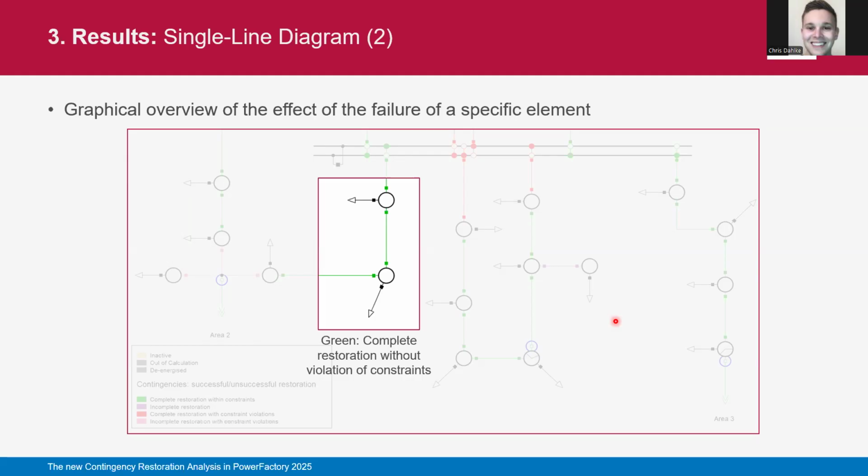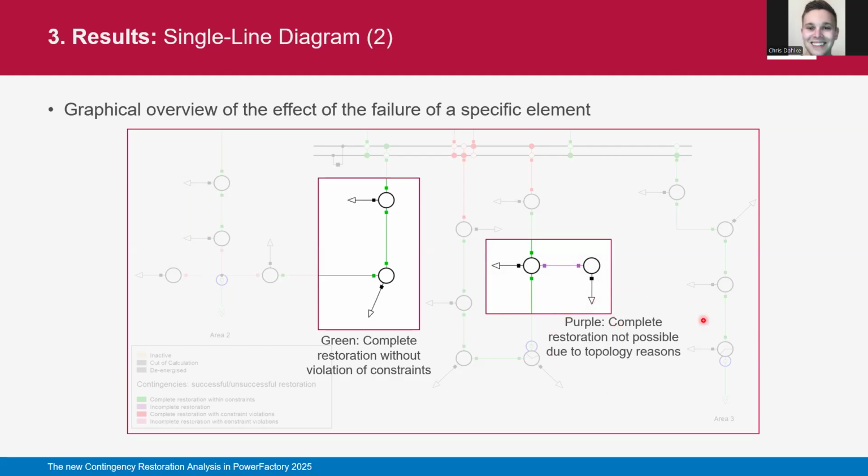So you hope that almost everything is displayed in green, but there may also be other cases. One of them is shown in purple here. This means that the restoration is not possible when this element fails, as there's no other topological way to restore the power. So this station here, for example, only has this line as a connection. So if this line fails, of course, it's not possible to resupply this customer here. So those are topological problems or ways for improvement that you can see with this color.